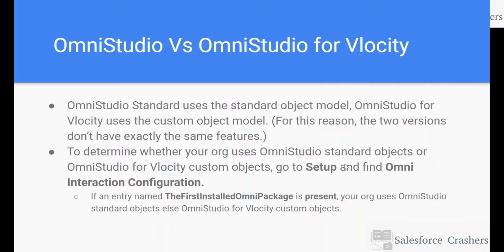Now, how will you know which version of the Omnistudio package is installed in your org? You can go to your setup and type Omni Interaction Configuration. There you'll see an entry named First Installed Omni Package. If that is present, it means you're using Omnistudio standard. If not, you're using Omnistudio for Velocity.